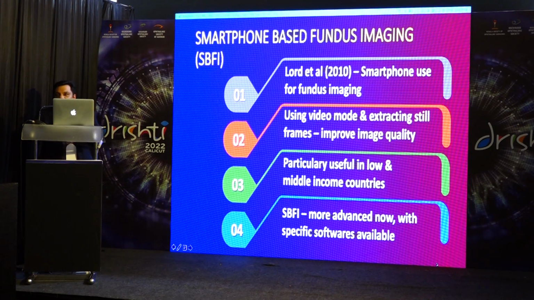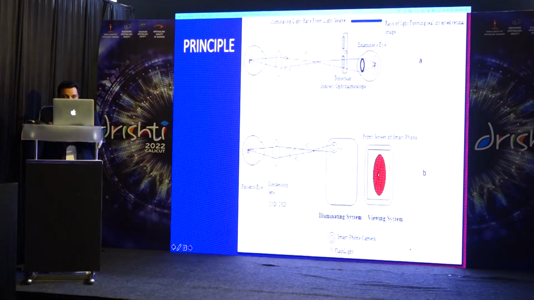Initially, smartphone-based fundus imaging was described by Lord, and he used the video mode of the phone to continuously image the posterior segment, and then extract frames from it. It's particularly useful in low and middle income countries where you cannot really buy a high-cost posterior segment imaging camera. Smartphone-based imaging is more advanced now, and there are specific software packages available to improve the quality of the image. So what is the principle?